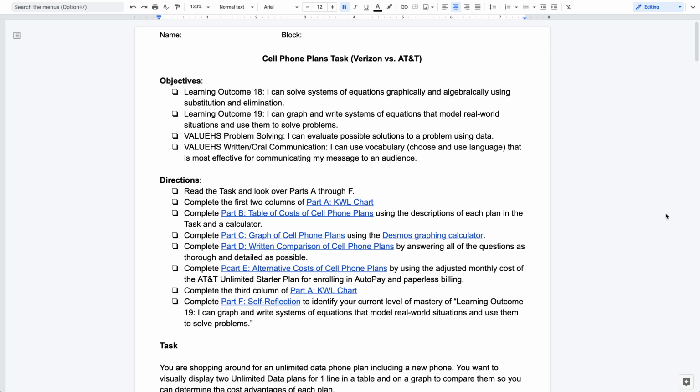Hey everyone, in this video I will show you how to get started on your cell phone plans task comparing a Verizon and AT&T unlimited data plan. Be sure to read through the objectives, which are the learning outcomes, and also read through the directions. In the directions, you can click on a hyperlink here to take you to the direct section of the assignment that you're attempting to complete.